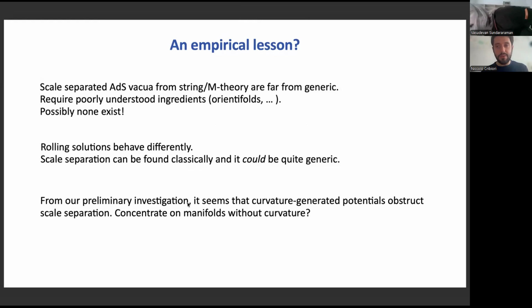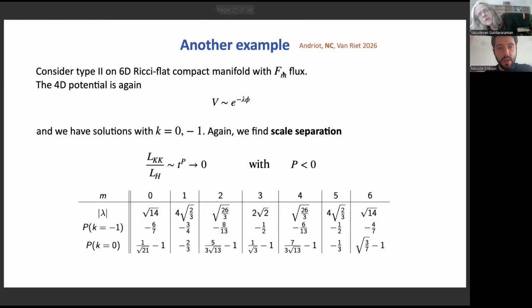And even though they... Sorry, Niccolò, yes. Can I ask a question? Yes, sure. Why did you get these discrete models? I mean, why did you get these discrete numbers? Why is it not continuous?